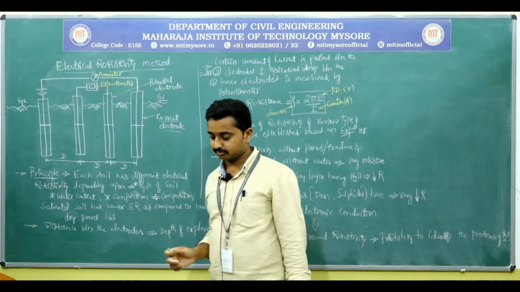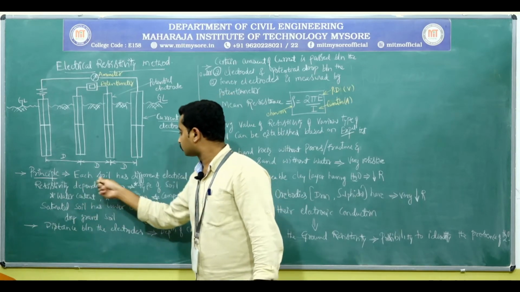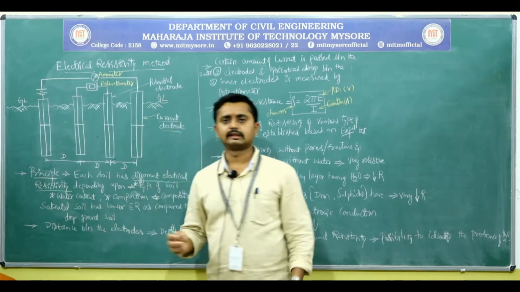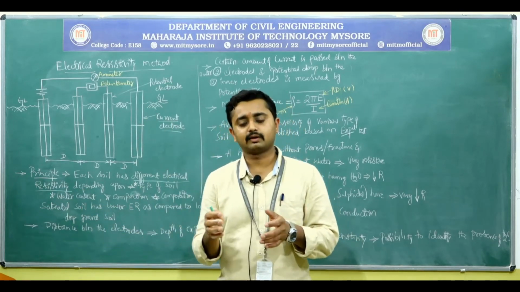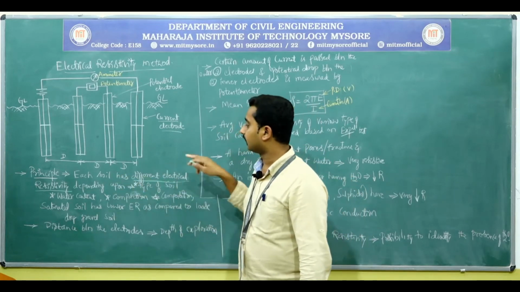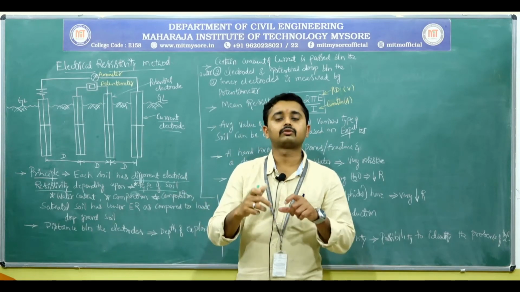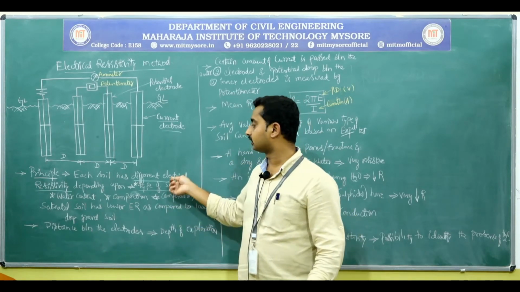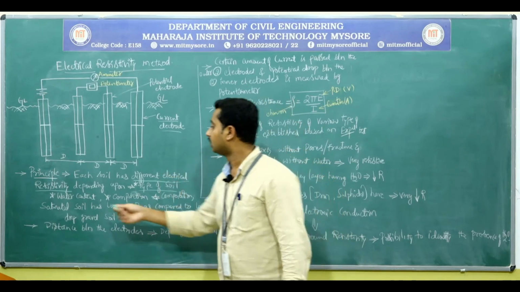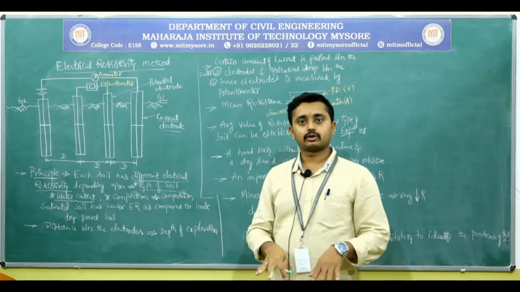The basic principle here is each soil has different electrical resistivity. Of course, different kinds of soil have different resistivity. Each soil has different electrical resistivity depending upon the type of soil. If the type of soil varies, of course the electrical resistivity varies. So it depends on the type of soil and also the water content present in the aquifer or below the ground.